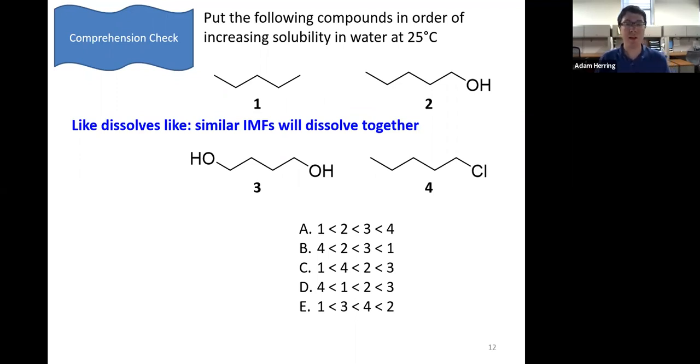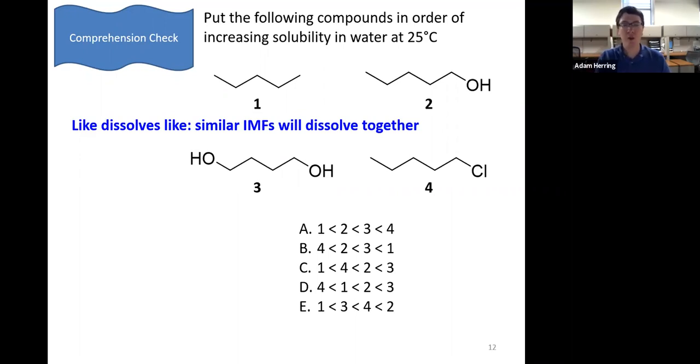Molecule number 1 is a straight hydrocarbon chain. Therefore, it only interacts through London dispersion forces. Molecule number 2 has hydrogen bonding available to it, as does molecule number 3. Molecule number 4, however, while it is polar and therefore it mixes better than molecule number 1, chlorine cannot interact through hydrogen bonding. So between 2 and 3, we can evaluate by seeing that molecule number 3 can interact with water through hydrogen bonding at 2 different locations, whereas in molecule number 2, only with the hydroxyl group on the right.